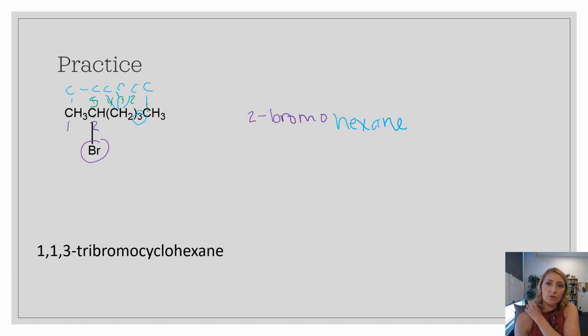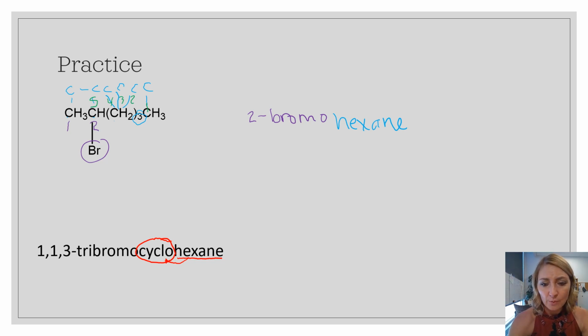All right, on this next problem, we are going from a name to a structure. So let's go ahead and take a look at the parent first, and then we'll worry about putting our groups on as needed. So the parent chain, and this is hexane, but be careful, it is cyclic. It's easy to gloss over that and miss that. So cyclohexane means I have 6 carbons in a ring structure. So it's going to look like a hexagon.